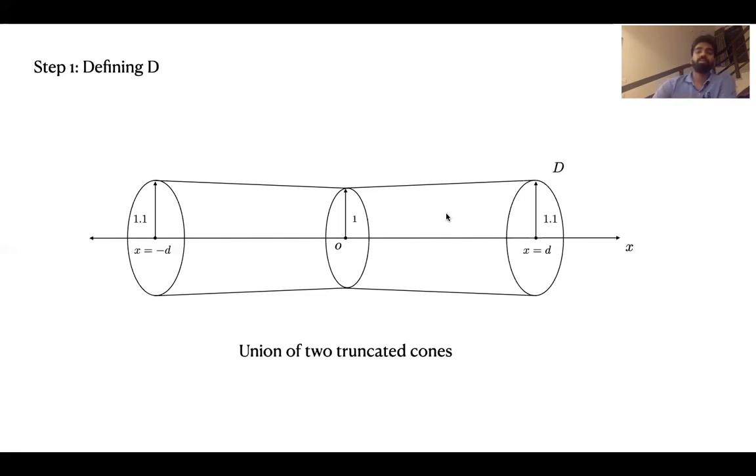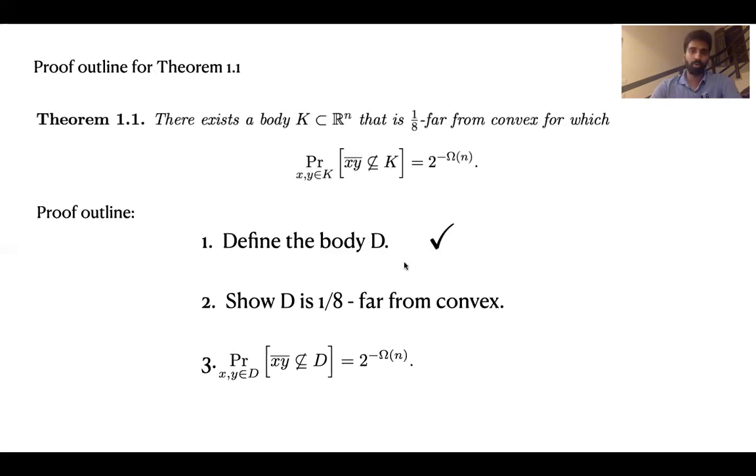Why do we call this union of two truncated cones? Each half of this, if you look at it, is a truncated cone. If you extend these lines, they meet at some point, and what you get is a cone. So by cutting the cone, you get this truncated cone, and you take the union, and that's our body. Now let's move on to step 2, where we show that the body is 1/8 far from convex.